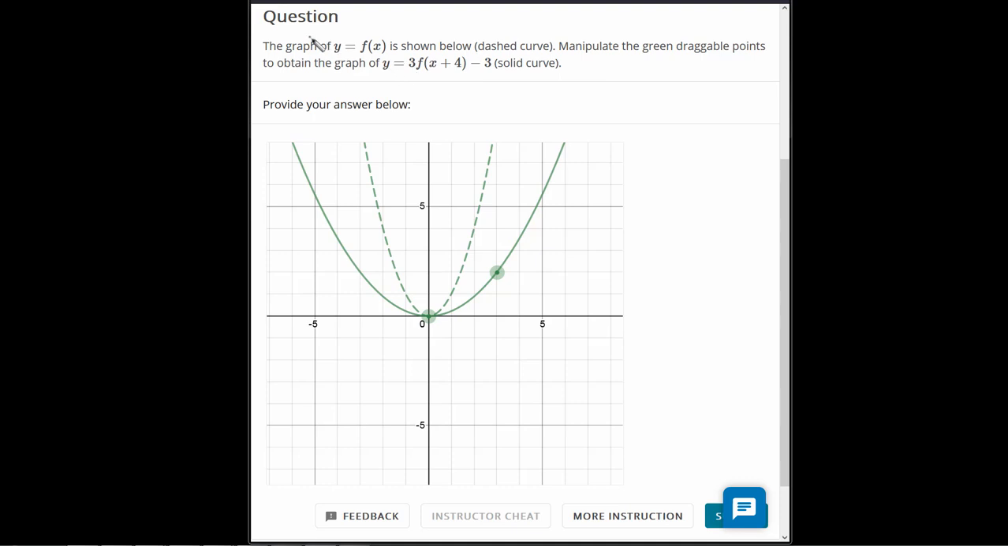So this is a video about graph transformations. The idea is that we're given the graph of some function, and it's this dotted function here. We're not given the formula, so I have no idea what the formula for this dotted function is. But then they want me to make a prediction about what the graph of this whole complicated thing is going to be.